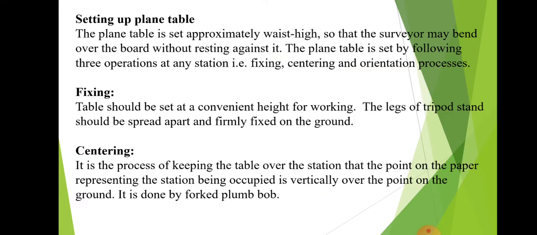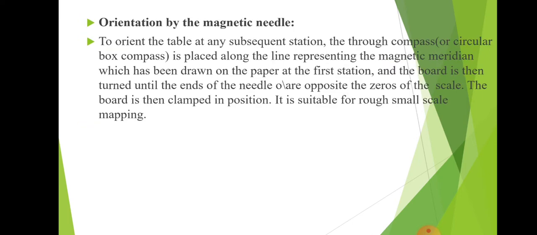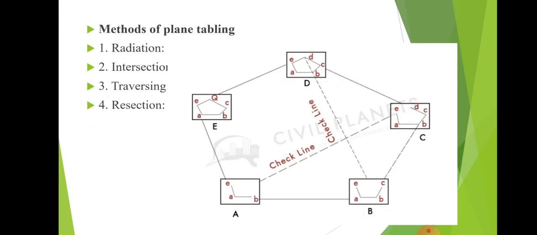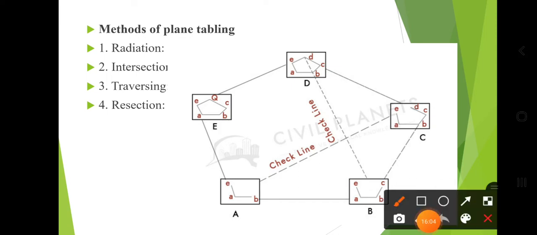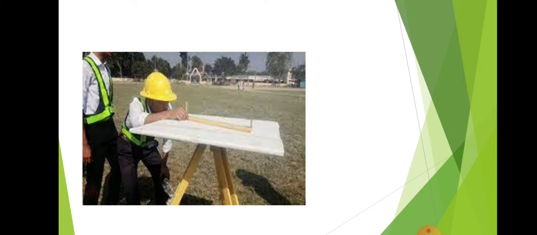Now, setting up the plane table, fixing, centering, orientation, and orientation by the magnetic needle, orientation by back setting, these are different methods. Now there is a question on that: there are different methods of plane tabling. In that, the first method is radiation, the second is intersection, the third is traversing, and the fourth is resection. But in our syllabus, there is only one method, the radiation method, for the practical and explanation. Okay, now we will go for that radiation method.